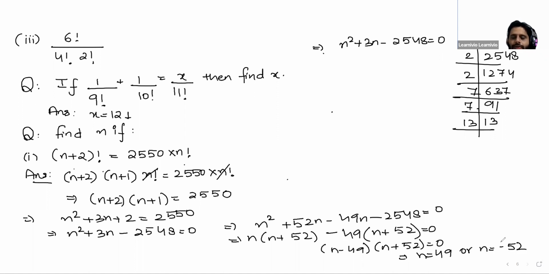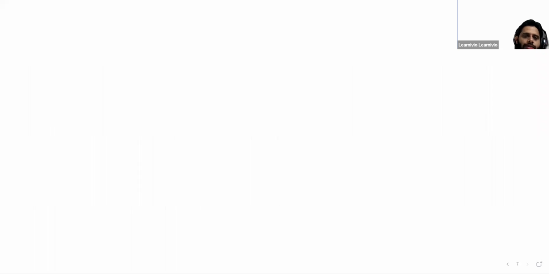You get two values, but n can't be negative. So our answer will be n is equal to 49. So in the bracket, you will write n can't be negative. Okay, Krishna, this clear? Yes, sir. It's clear. Okay. So this is our answer, n is equal to 49. So this is our first method.